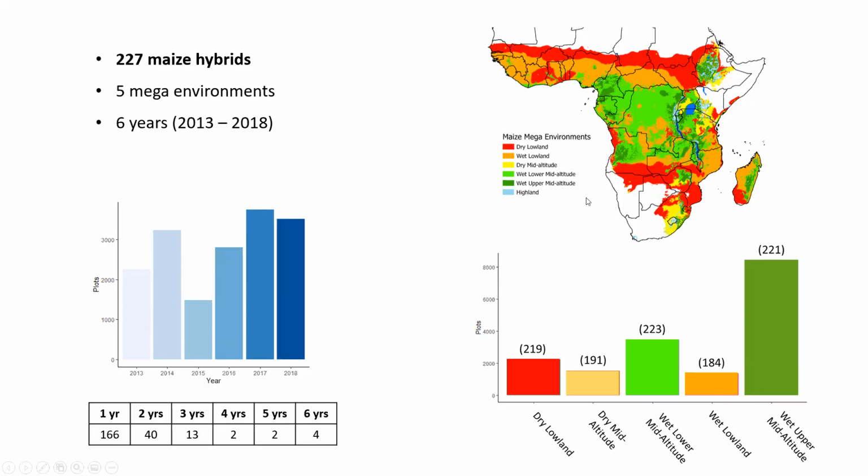And these hybrids were tested in 5 mega environments. You can see those here, the colors are matched. So we have dry lowland, dry mid-altitude, wet lower mid-altitude, wet lowland, and a wet upper mid-altitude mega environment. And what you can see here is that almost half of the plots were tested in the wet upper mid-altitude environment. The numbers you see here refer to the subset of those 227 hybrids that were tested. So almost all hybrids were tested in all 5 mega environments.